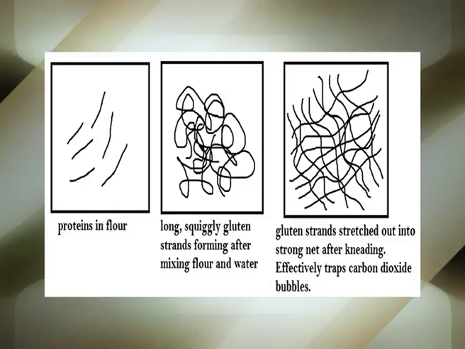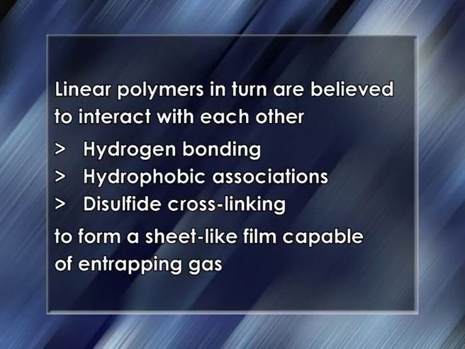The partial unfolding of protein molecules facilitates hydrophobic interactions and sulfhydryl disulfide interchange reactions, which result in formation of thread-like polymers. These linear polymers in turn are believed to interact with each other via hydrogen bonding, hydrophobic associations and disulfide cross-linking to form a sheet-like film capable of entrapping gas.